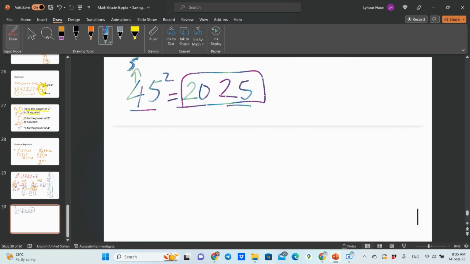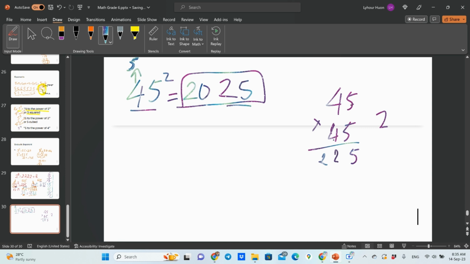Maybe you think, is this really happening? Okay, we can check. So 45 times 45 equals 5 times 5, 5 times 5 is 25. 5 and 4 times 5 is 20, plus 2 is 22, equals 2025. So then we do it again.